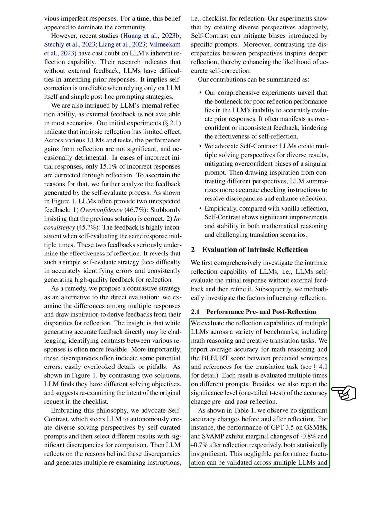Our findings show that there are no significant accuracy changes before and after reflection. For example, the performance of GPT 3.5 on GSM-8K and SVAMP shows minor changes of -0.8% and +0.7% after reflection, respectively, both of which are statistically insignificant. This minor performance fluctuation can be seen across multiple LLMs and various benchmarks, which is not what we expected.